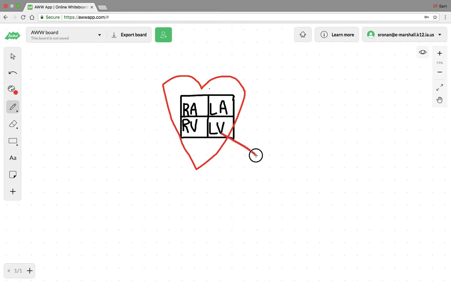So I'm just going to draw a blood vessel coming out of the heart and going towards the body. And I'm going to do my best to write body here. Not too bad so far. Not too bad.